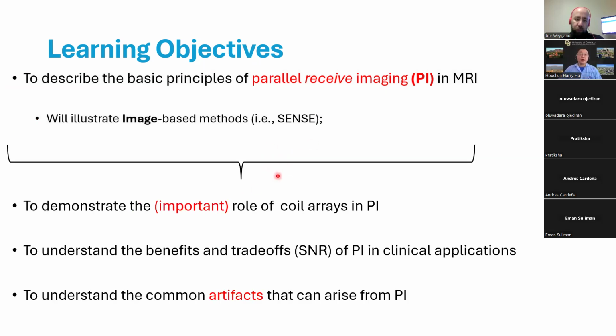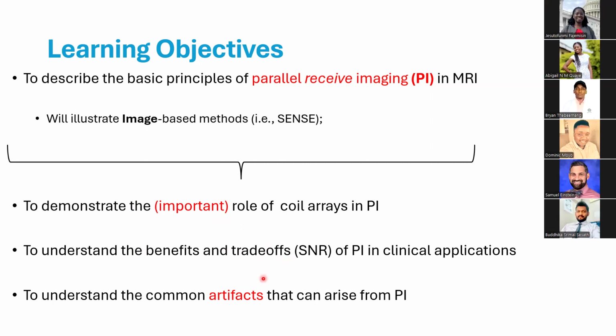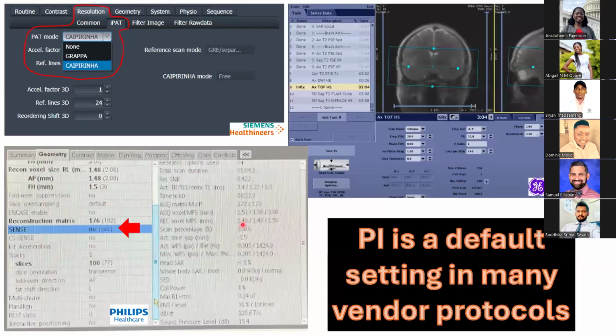Okay, so with parallel imaging today, I'm going to do a few specific things. I'm going to demonstrate to you, and hopefully you already know this a little bit, the important role of receive coil arrays in parallel imaging, to understand some of the benefits and trade-offs of signal-to-noise ratio when you do parallel imaging, and to understand, most importantly for any MR technique, what are the common artifacts that you tend to encounter when you do parallel imaging when things don't go the way you expect them to.